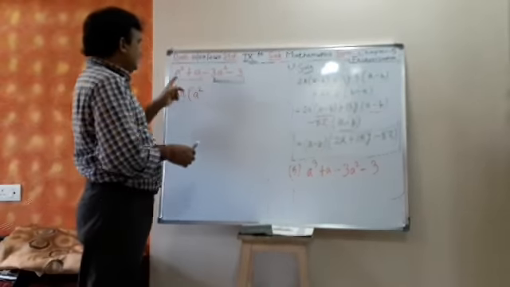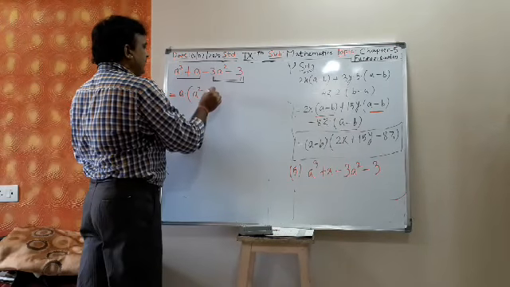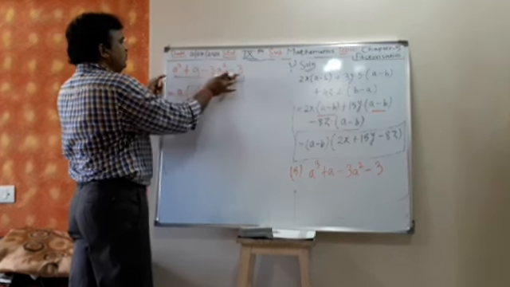Wait. So a cube and a, I am taking common. That a square, in place of a it will be 1. So a square plus 1. By grouping method, these two I have grouped, these two I have grouped.